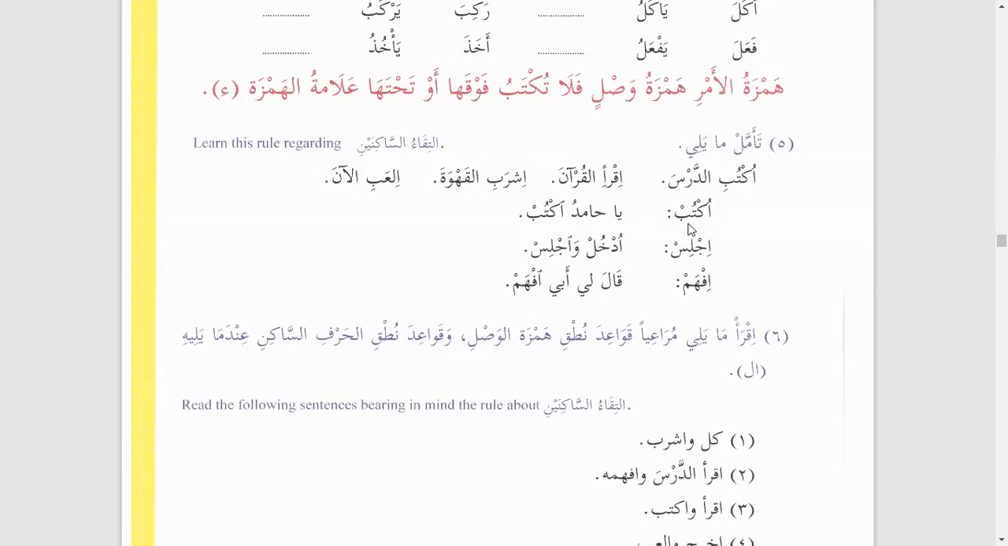Number two, uktub. But when we say Ya Hamid, now it is Ya Hamidu, and then after that we know that the Hamza of Uktub is Hamzatul Wasl. So when we connect it, we will not read it. So we will say Ya Hamiduktub, Ya Hamiduktub.